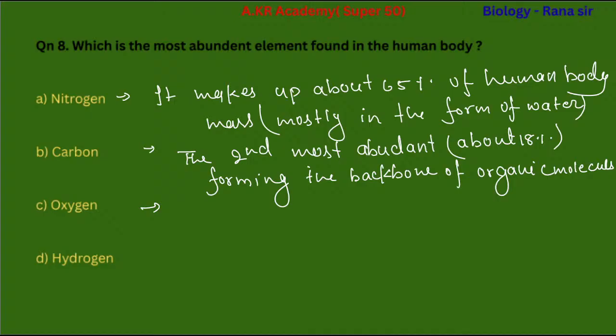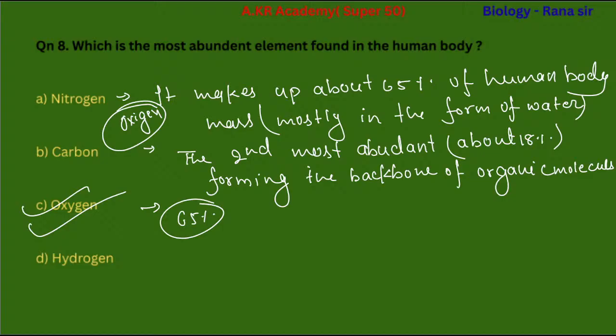Oxygen makes up 65% of the human body's mass, mostly in the form of water. Not nitrogen, it is oxygen. Which is the most abundant element found in our body? Can you give me your answers and opinions? The answer is oxygen.